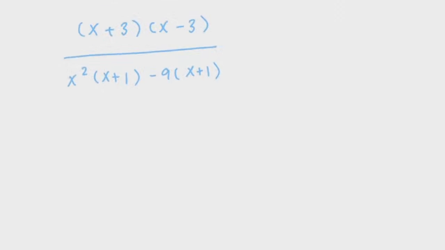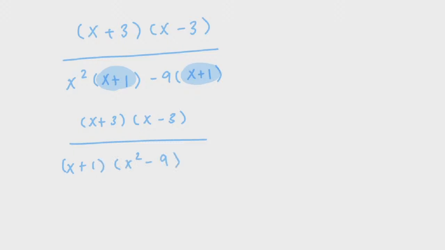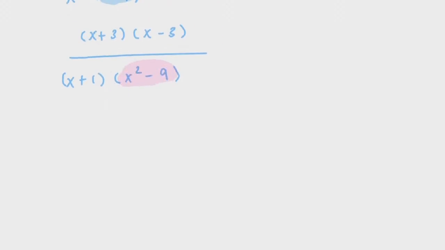And then in the denominator, they both have x plus 1, so we can factor that out. So we have x plus 3 times x minus 3 over x plus 1 times x squared minus 9. In some cases, you can stop here, but for this one, this is a difference of 2 squares, so we can factor that into x plus 3 and x minus 3. So in the denominator, we have x plus 1 times x plus 3 times x minus 3.